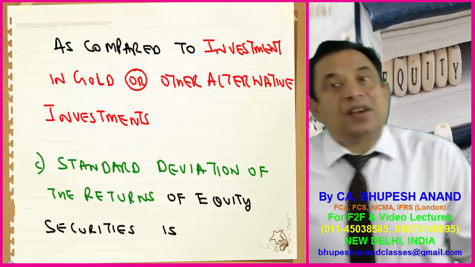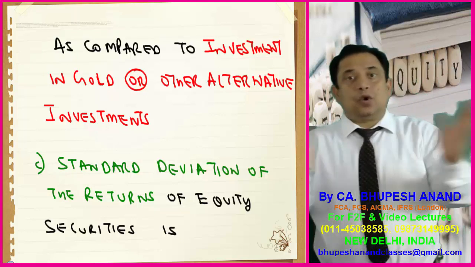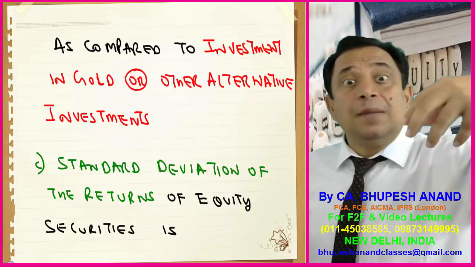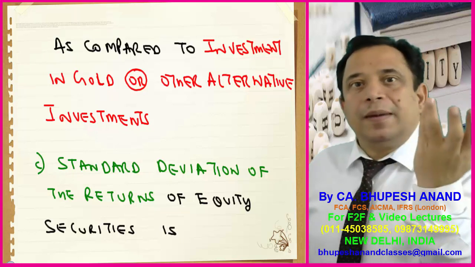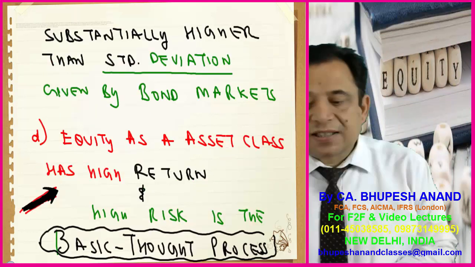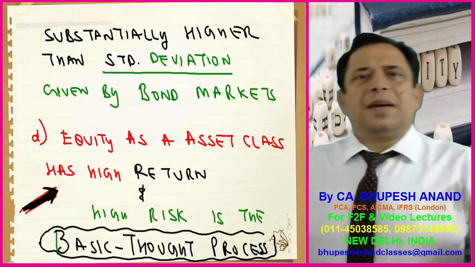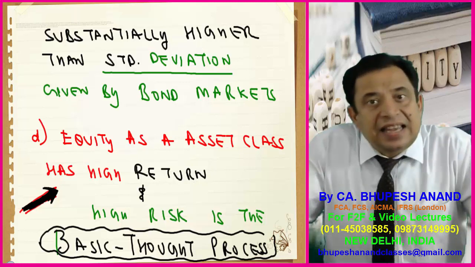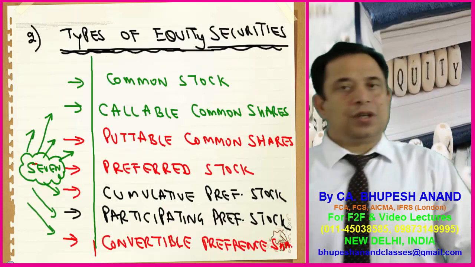C point: standard deviation of the return. No doubt risk is more, but risk and return go hand in hand. In equity securities, no doubt it is a residual claim, and the standard deviation is more, but overall we will be getting more returns. So please write on C point: standard deviation of the returns of equity securities is substantially higher than standard deviation of bond markets. The basic thought process which I want to build is that equity as an asset class has high return and high risk. This is a basic thought process which I want to share with you.